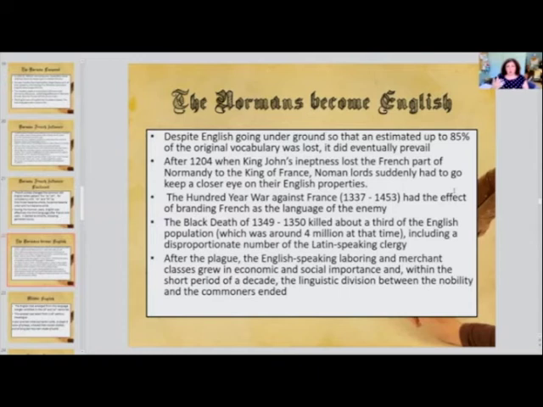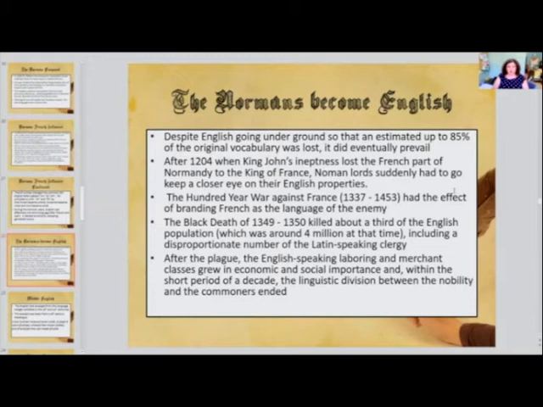Then you get the 100-year war against France, in which this loss was included. And it made French the language of the enemy in England. It wasn't cool to speak French anymore because the French were the bad guys. And probably most importantly, we get the Black Death. Now, this might hit a little close to home right now, but the Black Death was inconceivably horrible.